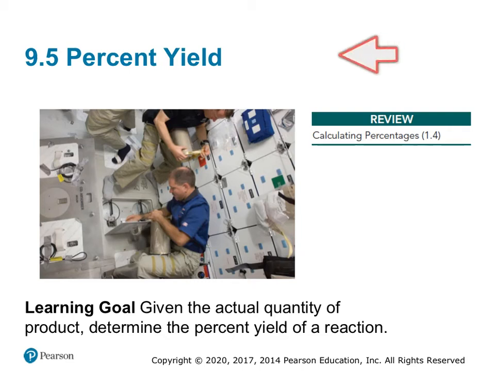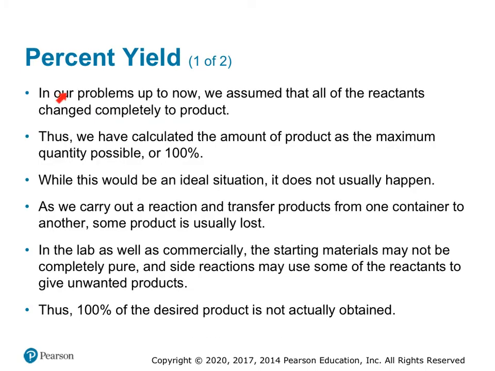Okay, today we're going to talk about section 9.5, something called percent yield. In our problems up to now, we assumed that all of the reactants changed completely to product. And so we have calculated the amount of product as the maximum possible, or 100%. This is what we would consider the ideal situation. It does not usually happen in real life.